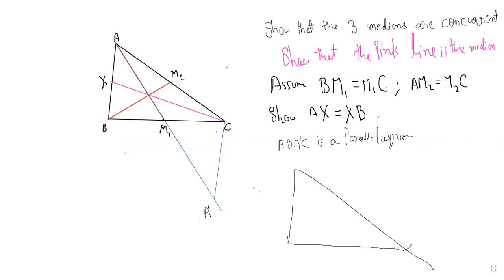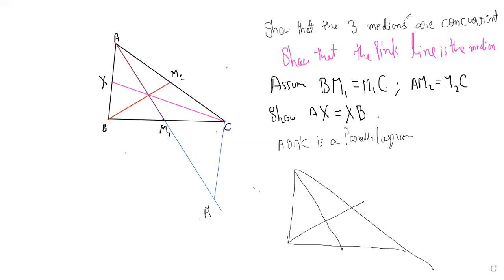So we are trying to show that the three medians pass through the same point. The plan that we had last time is to try to show that things are concurrent. The way we are doing this is to take a triangle and draw two medians, as you can see we have drawn already, AM1 and BM2. They are medians, we know.